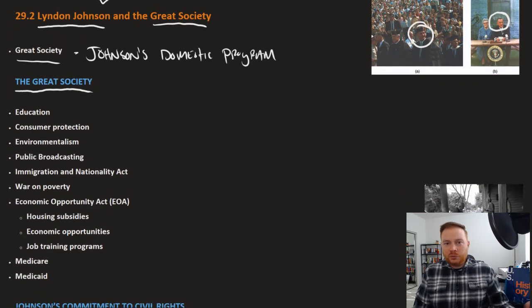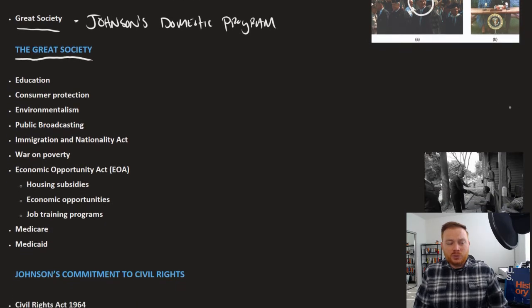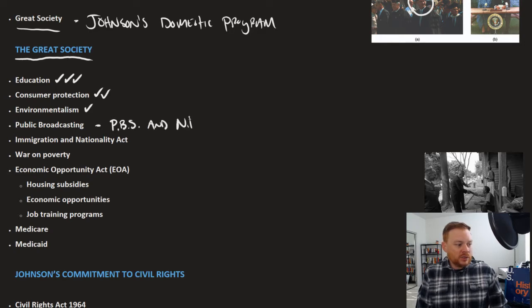But for the most part, what the Great Society included was domestic programs designed to help Americans in a variety of different ways, which included education reforms, things like making funds available to go to college. It also included consumer protection laws, protection of the environment. It created public broadcasting in the form of PBS and NPR, NPR being National Public Radio, PBS, Public Broadcasting System for television.